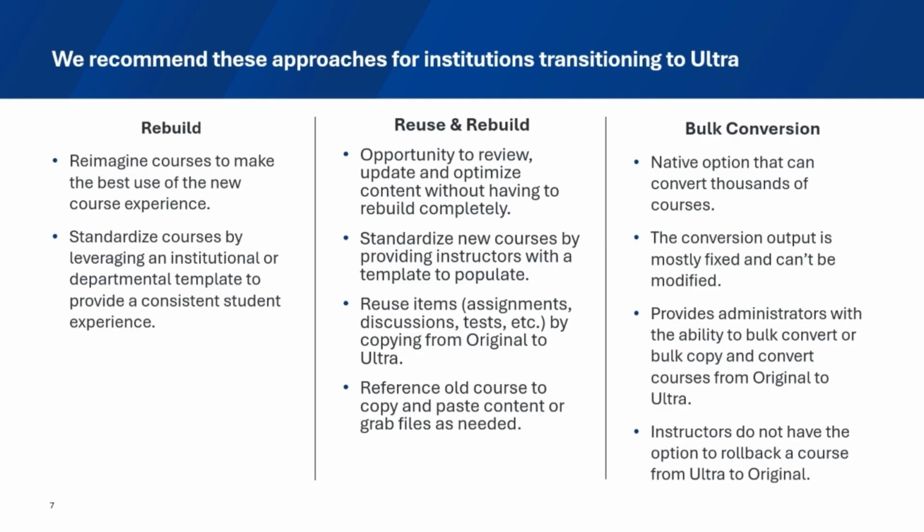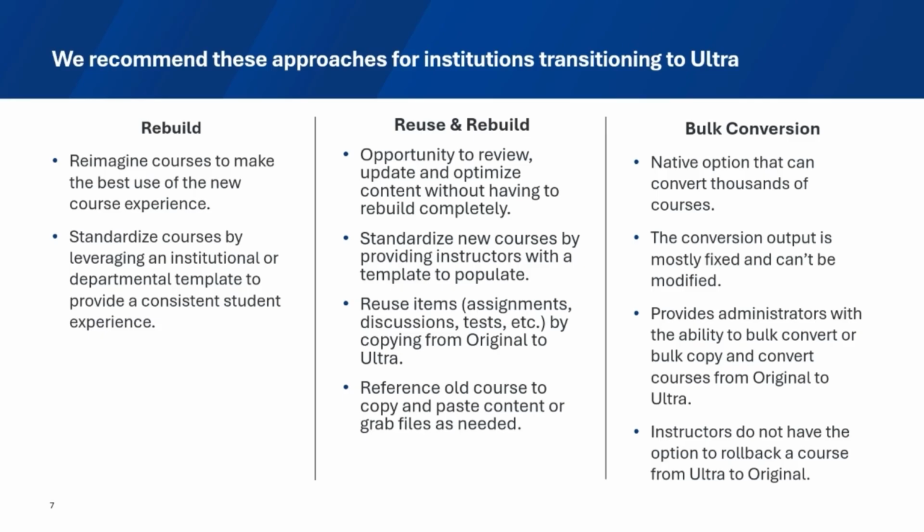The second option will be Reuse and Rebuild, the opportunity to review, update, and optimize content without the need for a complete review. Standardize new courses by offering instructors a template to complete. Easily reuse items that could be assignments, discussions, tests, etc., by copying them from the original course to the Ultra format. And reference the old course to copy and paste content or retrieve files as necessary.